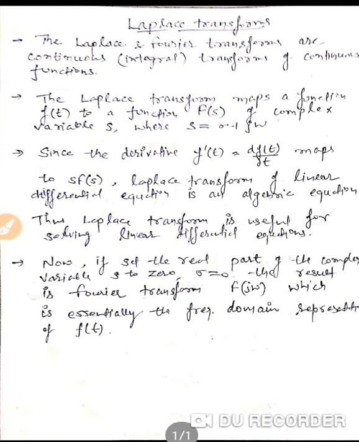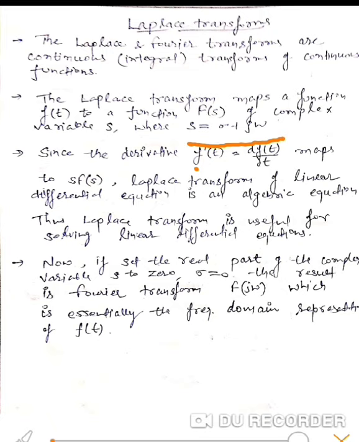So Laplace transform maps a function f(t) to a function F(s) in which s is a complex variable. As we can see here, s is a complex variable in which sigma is the real part and omega is the imaginary part.